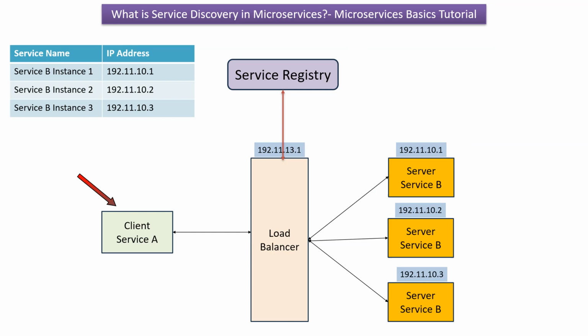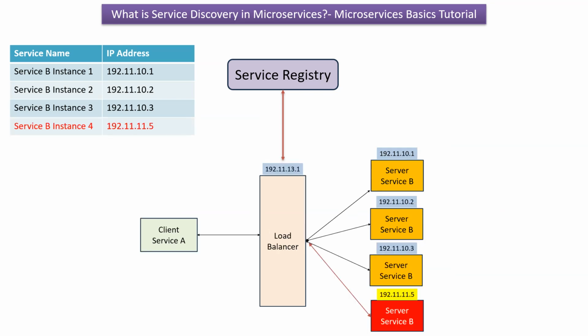Suppose the client, service A, sends a request to the load balancer, and based on some algorithm it decides to send the request to service B instance 2. Then the load balancer will check with the service registry for the IP address of service B instance 2. It is 192.11.10.2. That information is passed to the load balancer, and using the IP address the load balancer sends the request to service B instance 2. One important point is that whenever service B instances are started, they register their IP address in the service registry.